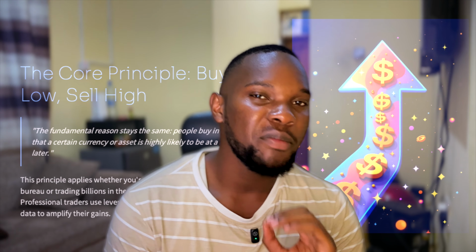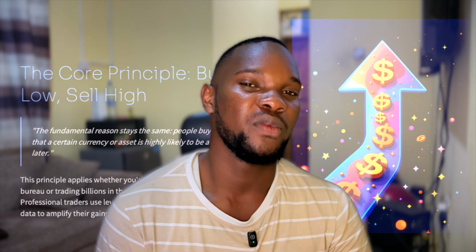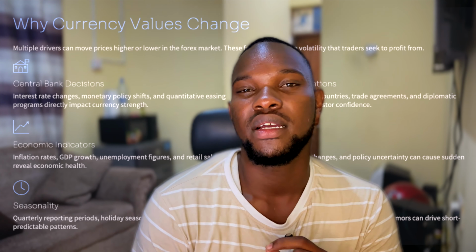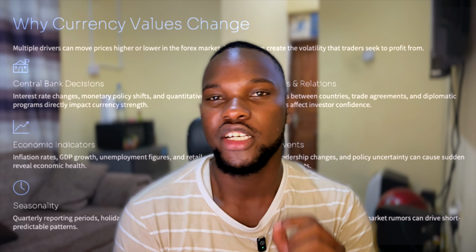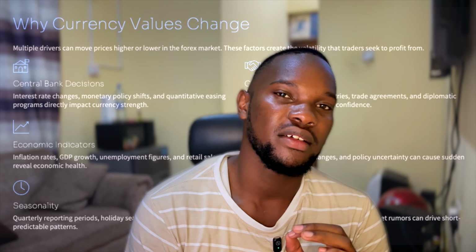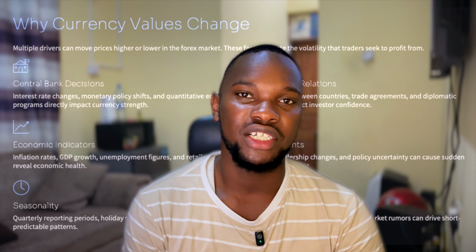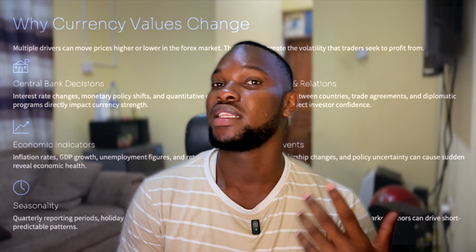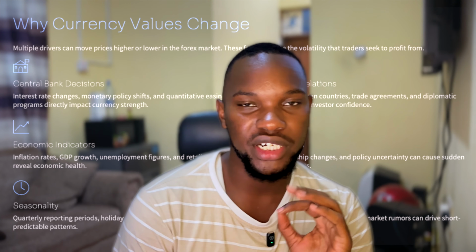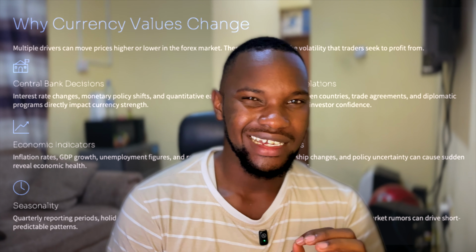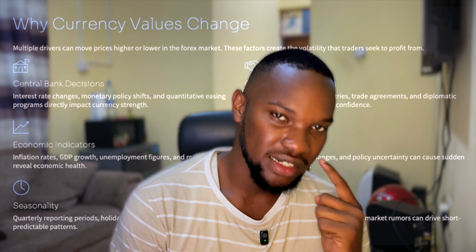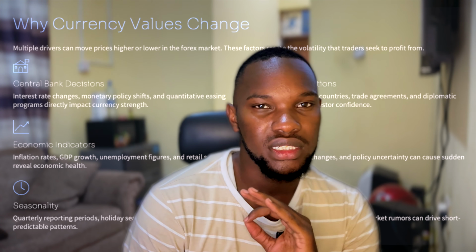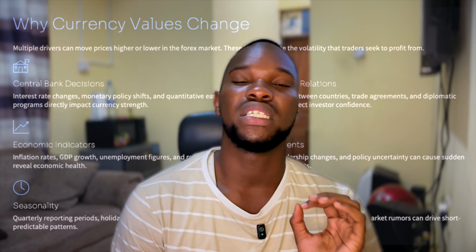So what actually causes these prices to move every second? There are many drivers, but they all simply feed into one simple idea. People buy in anticipation that the currency will be worth more later. Let me give you some examples of what moves the market. Central bank decisions. When the Federal Reserve raises rates, the dollar often strengthens because investors want higher returns. Inflation. If a country's inflation is out of control, the currency usually loses its value. Geopolitics and war. When there is tension between countries, investors flee to a safe haven. Elections. Political uncertainty can cause currencies to widely swing.